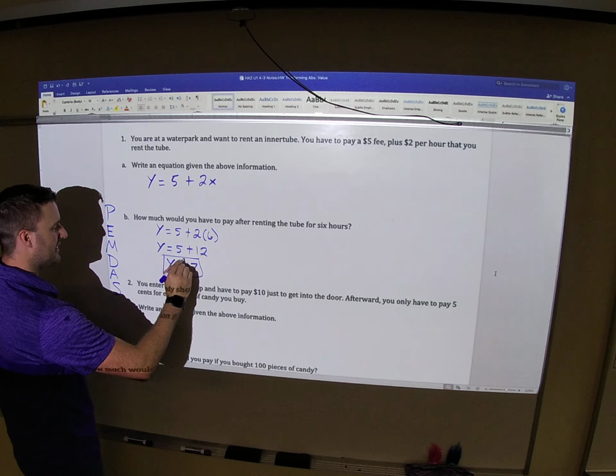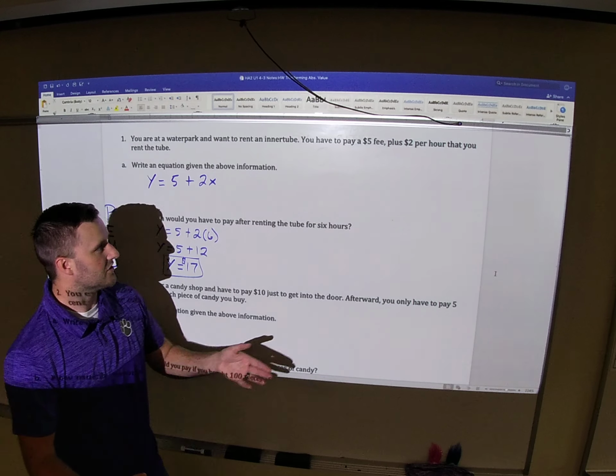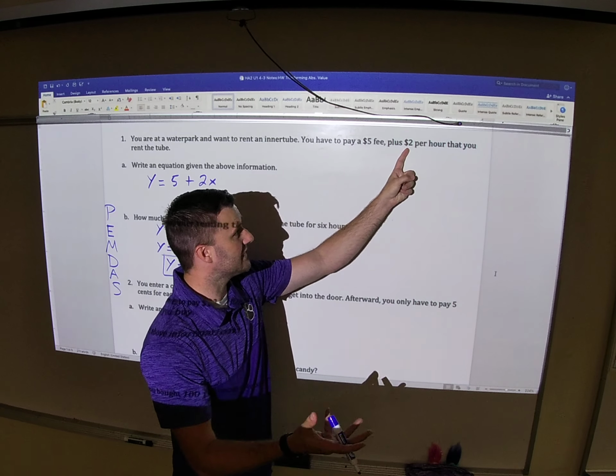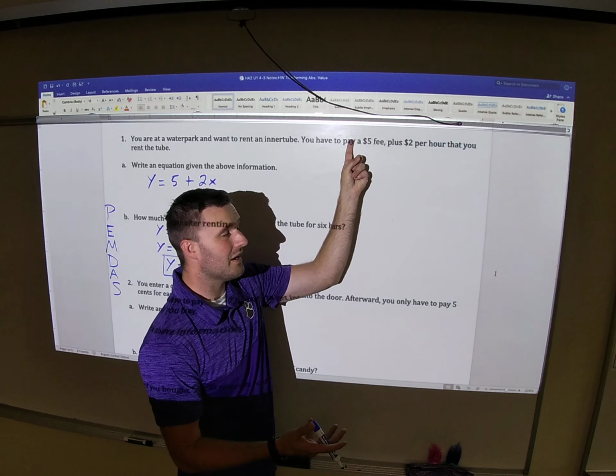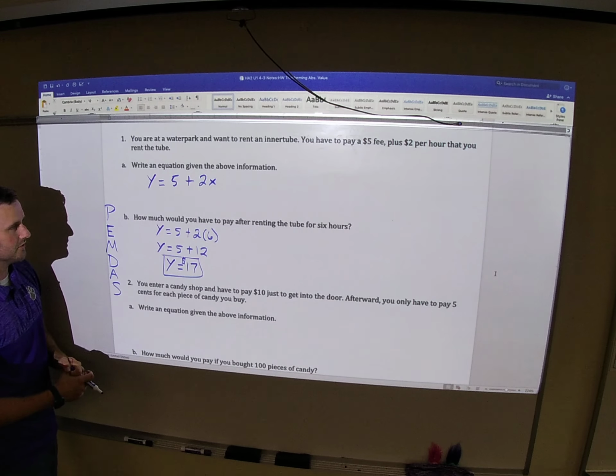So let's see if that makes sense. Would we pay $17 after 6 hours? Yes, because $2 per hour for 6 hours is $12, and I pay that $5 fee no matter what. So that would be $17.